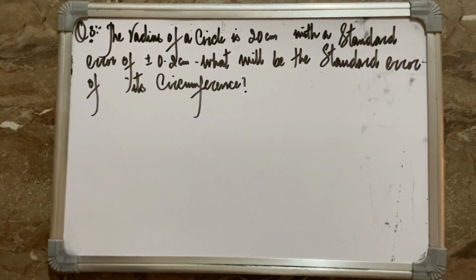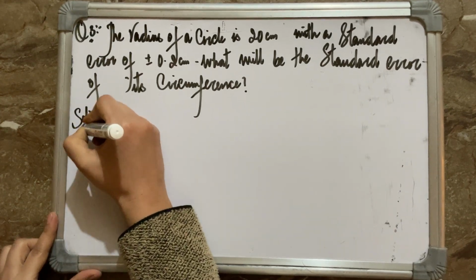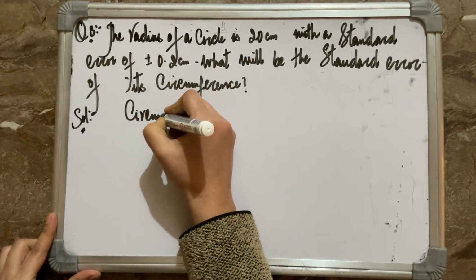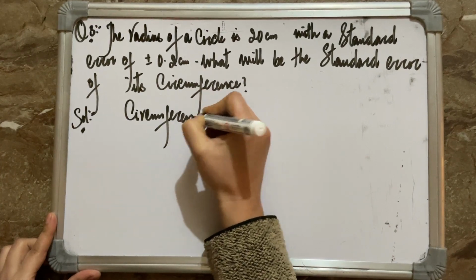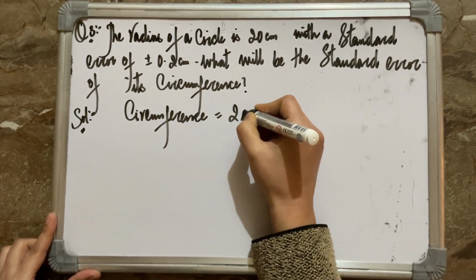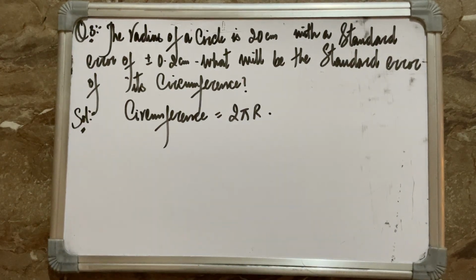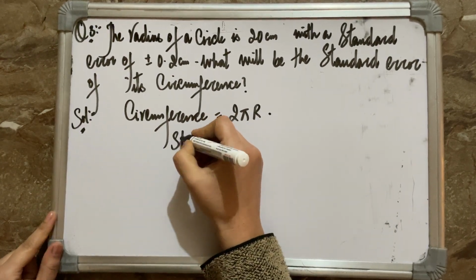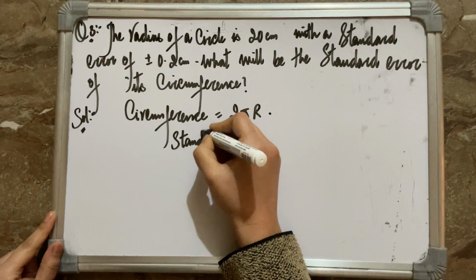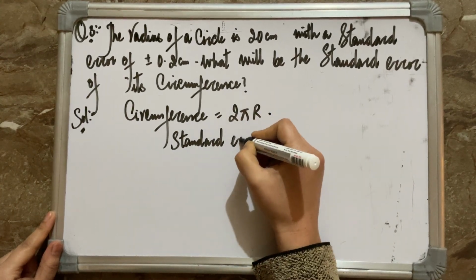All right. So the question is, the radius of a circle is 20 centimeters with a standard error of plus minus 0.2 centimeters. What will be the standard error of its circumference? All right. So we know that circumference of a circle is given by 2 pi r. All right. And standard error is how much?